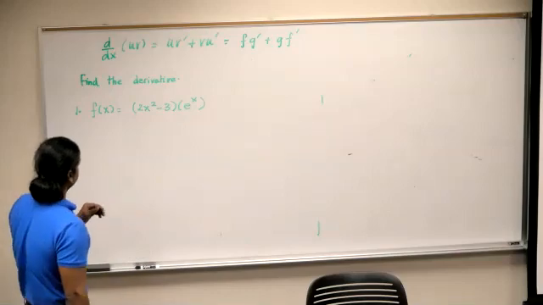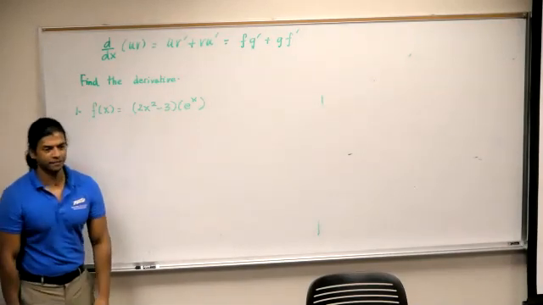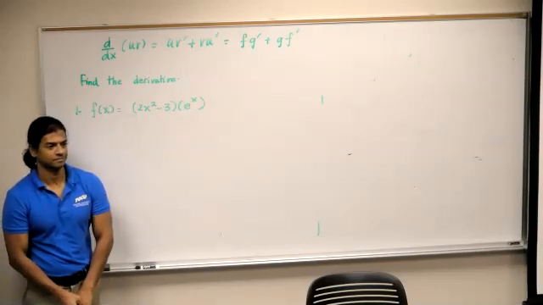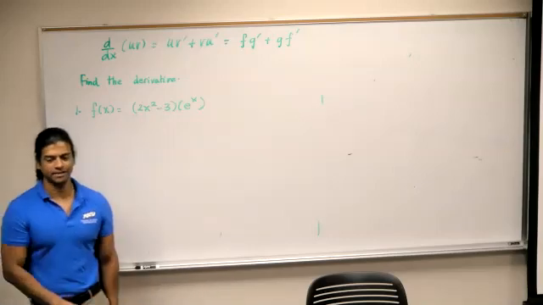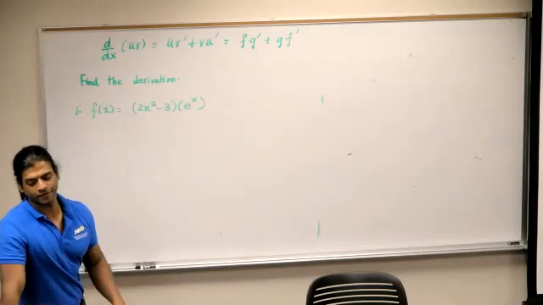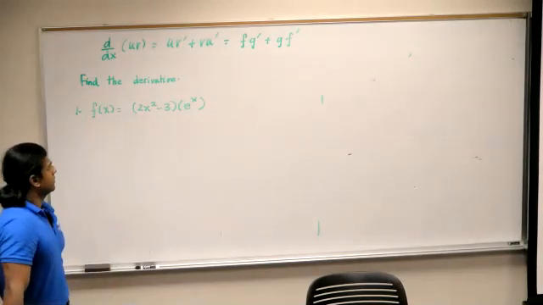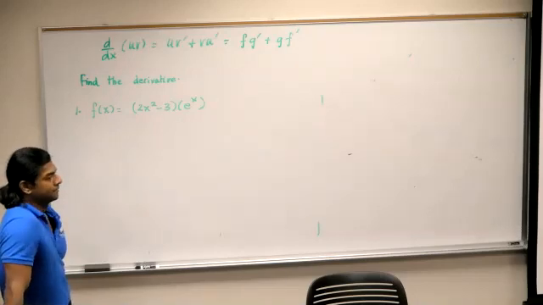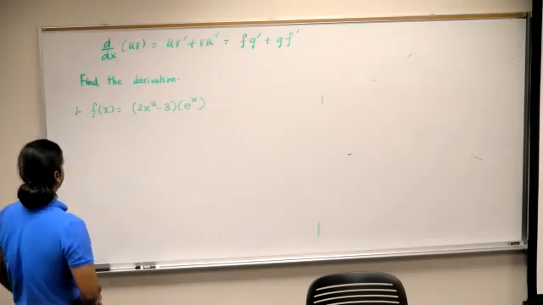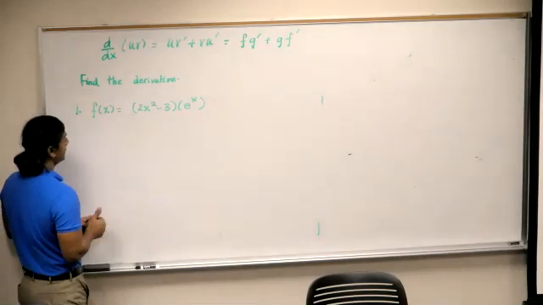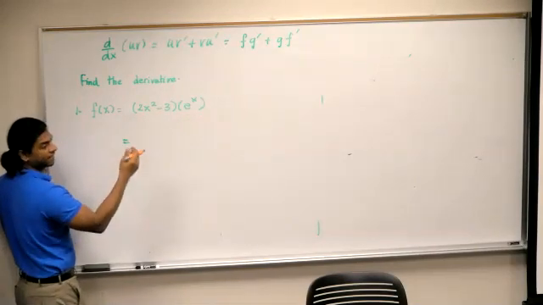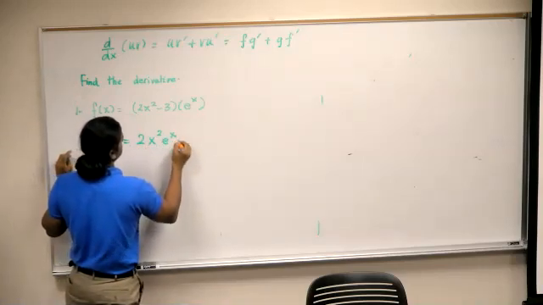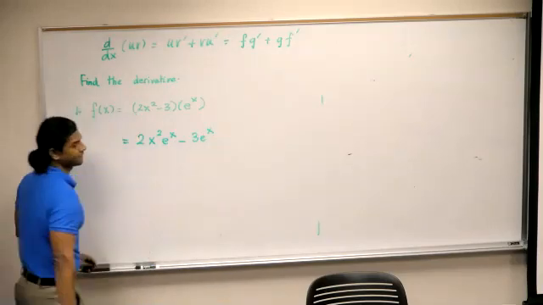If I asked you, how would you find the first derivative of this? What would your answer be? Based on what we learned in the previous section, how would you find the derivative of this? Multiply the two together, and then you find the derivative. So in other words, what Gio is trying to tell us is I distribute that e raised x, correct? So we will have 2x squared e raised x minus 3 e raised x.